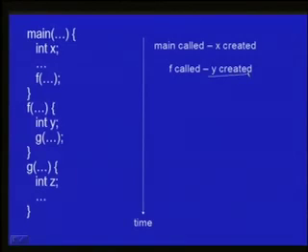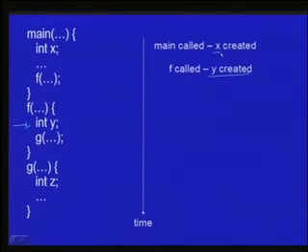Note that when f is called, the body of the function f starts executing and f is the currently executing function, but that doesn't mean that the main function is not active, because the function f has been called from main, and when f returns, execution will go back to main. So main is not finished yet, it is still active. So at this point in time the variable x still exists.